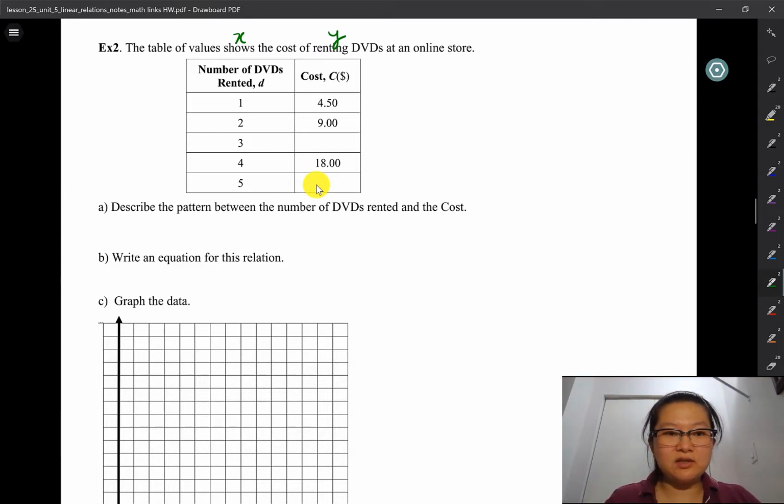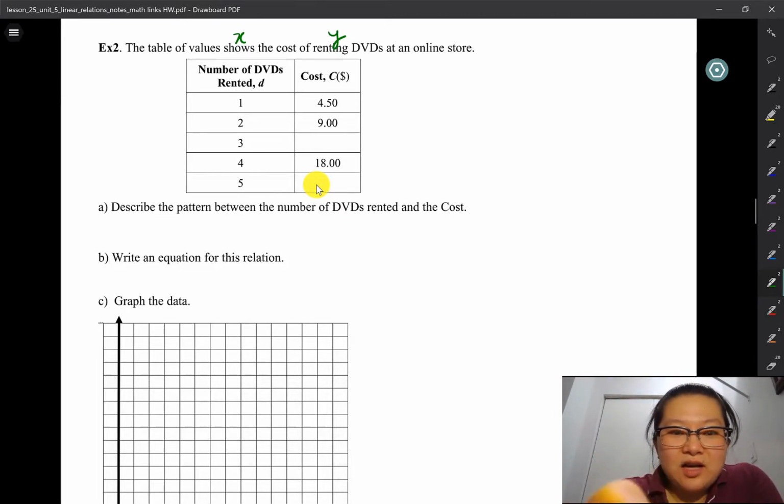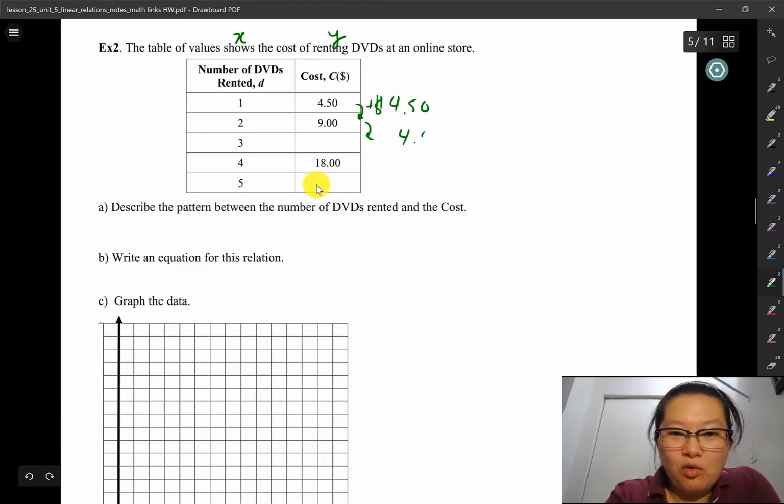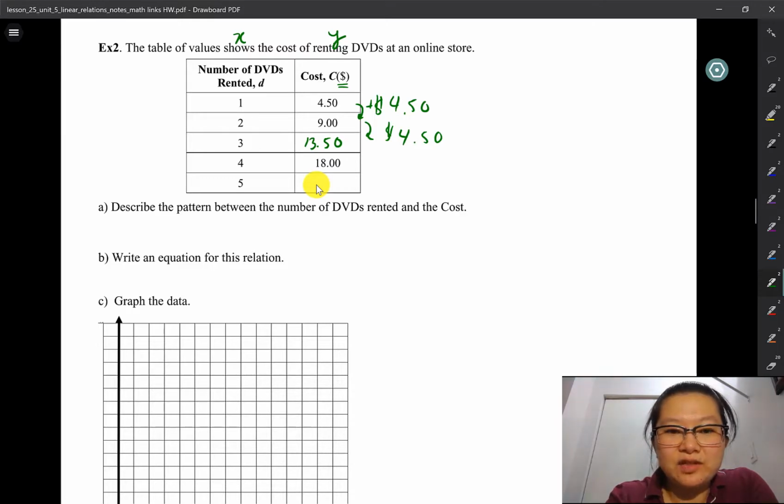So notice the table is not completely filled up. So let's fill these out together. And so that means we have to figure out the pattern here, which is every time we increase the cost by $4.50, which is the cost of 1 more DVD. So here, $9 plus $4.50, that's going to be $13.50. And notice that my table tells me my units, which is great. I don't have to write it down again. 18 plus $4.50 is going to be $22.50.